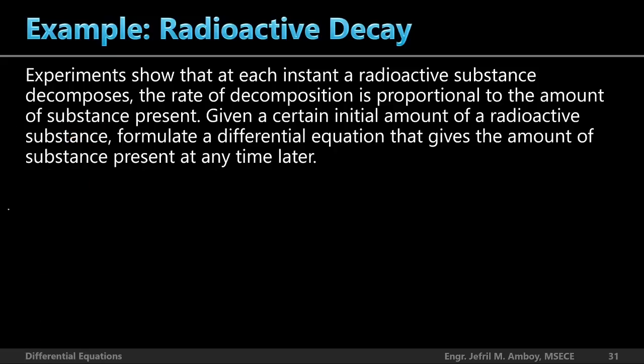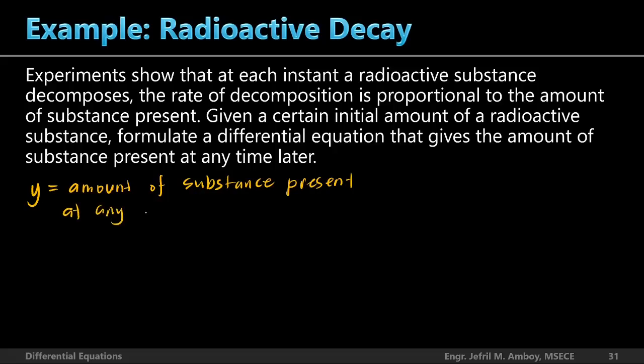For example, I'll be using the variable y to represent the amount of substance present at any given time. It's also said that there is a certain initial amount of substance given. So, if that is an initial amount, I will use the subscript 0. So, this y₀ is the initial amount of substance.